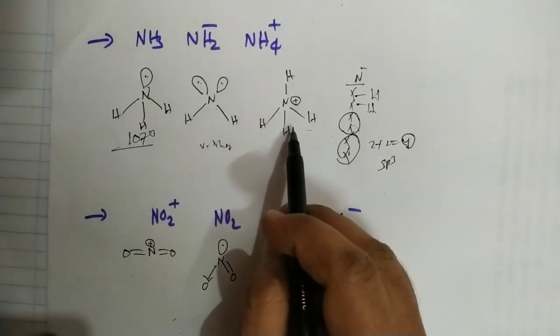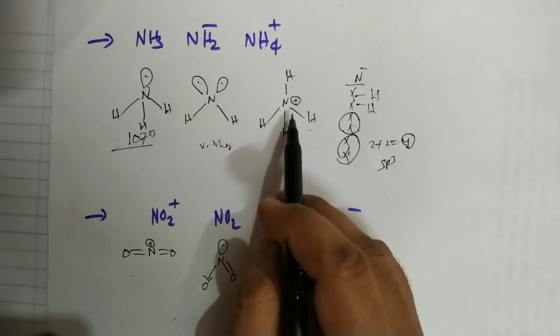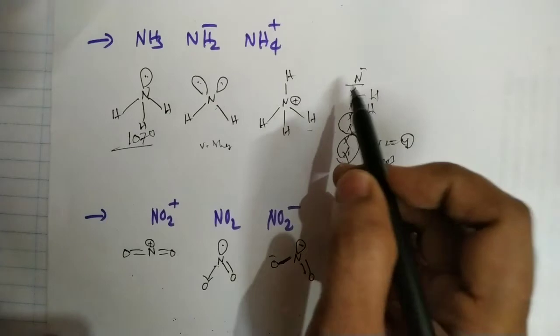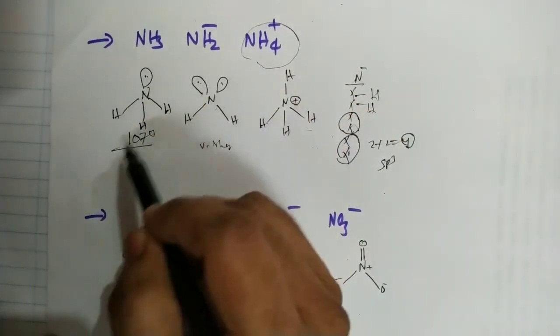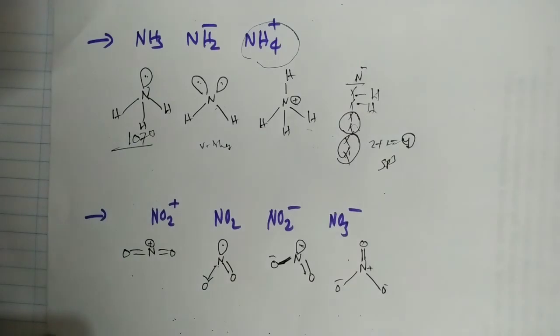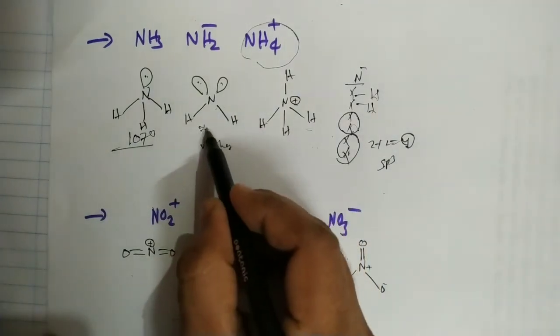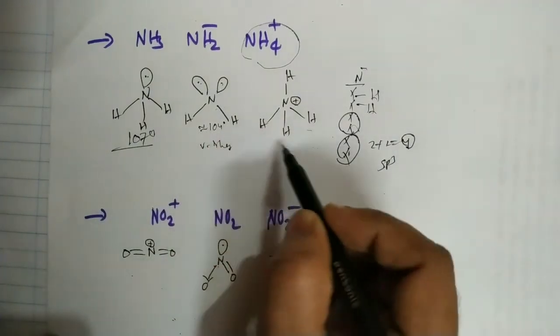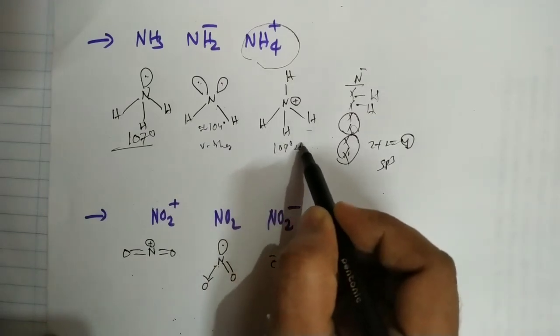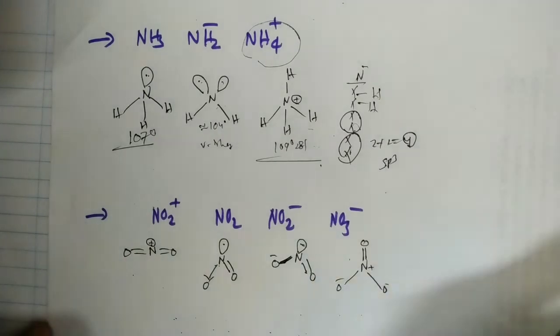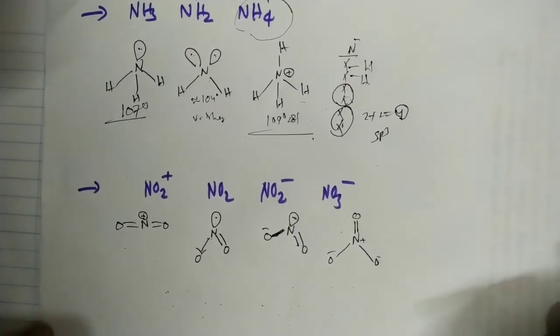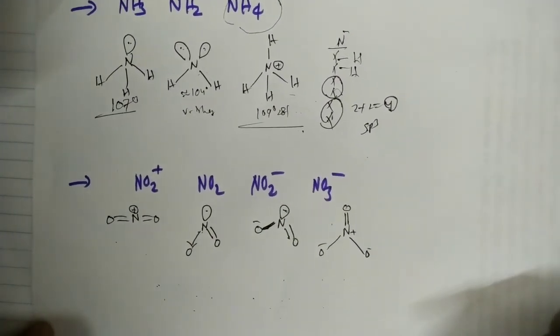But NH4 plus, the ammonium ion, is sp3 tetrahedral, so the bond angle is 109 degrees 28 minutes. So NH4 plus has the highest bond angle, next NH3, and least NH2 minus. Of course, for this one it is nearly 104 degrees, here 109 degrees 28 minutes. That's it. Next, finally, NO2 plus, NO2, NO2 minus, NO3 minus.